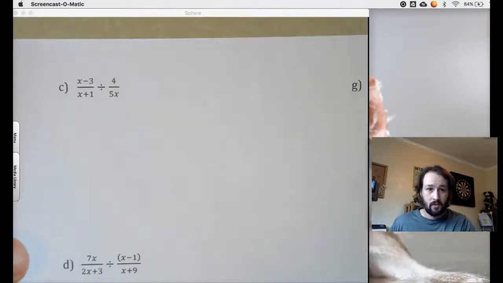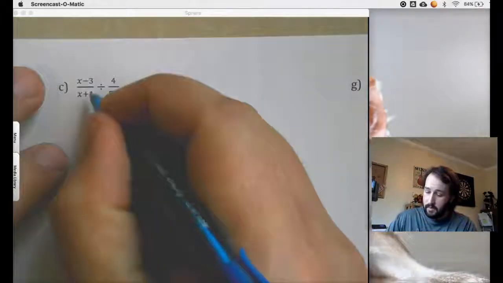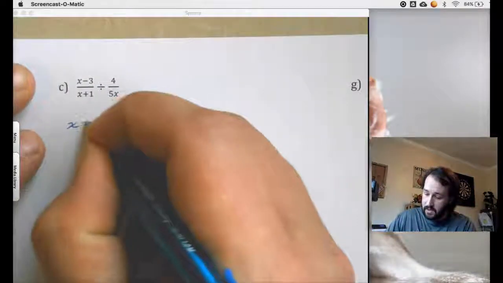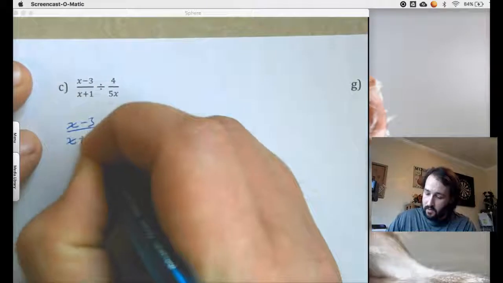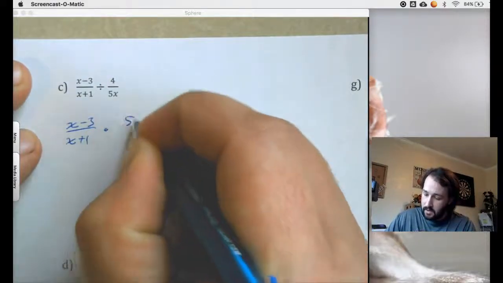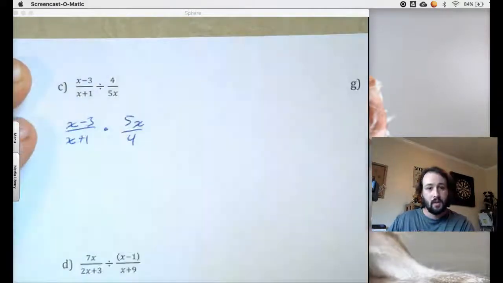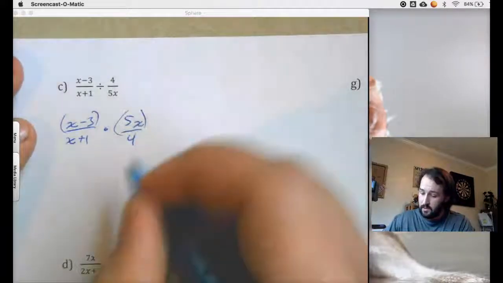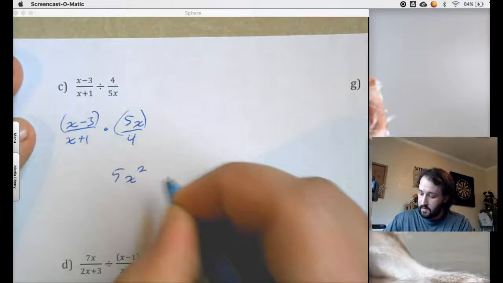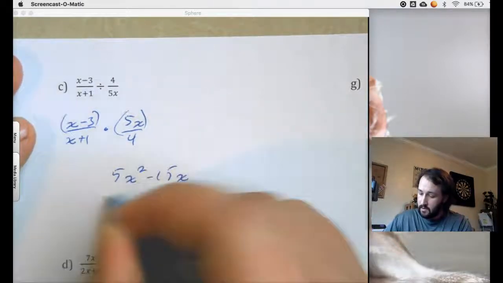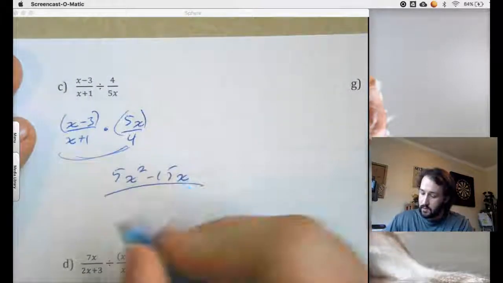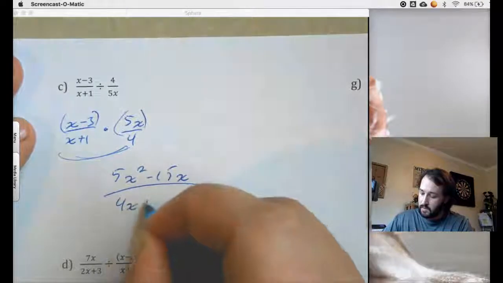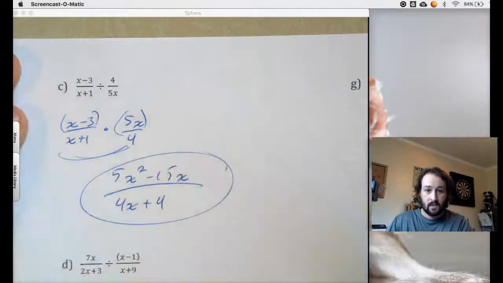All right, moving on. Again, I'm going to flip the second one, so this will become x minus 3 over x plus 1, keep the first one the same, times 5x over 4. And then we're just going to distribute. So 5x times x minus 3 will come out 5x squared minus 15x over 4 times x plus 1, so that would be 4x plus 4. That's it.